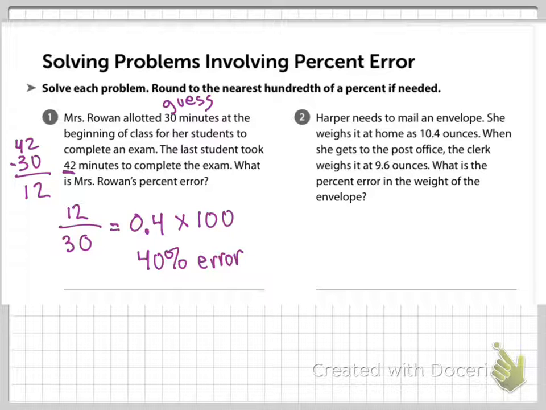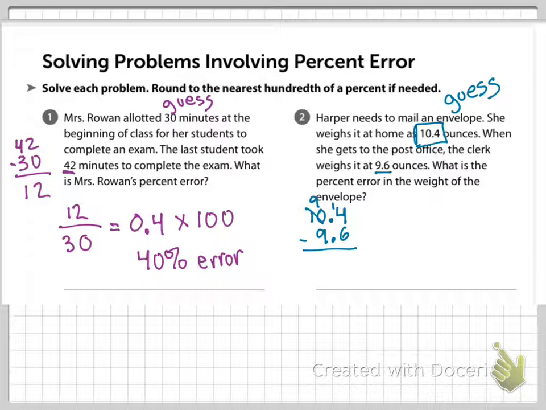Harper needs to mail an envelope. She weighs it at home as 10.4 ounces. When she gets to the post office, the clerk weighs it at 9.6 ounces. What is the percent error in the weight of the envelope? Again, her guess when she's at home is 10.4 ounces. At the post office, they weigh it as 9.6 ounces. So just like the last one, I want to start by figuring out the difference between those two numbers. Don't forget to line up your decimals here.